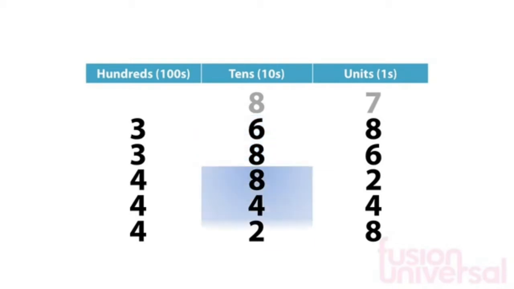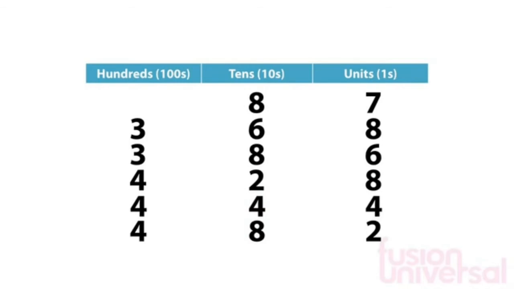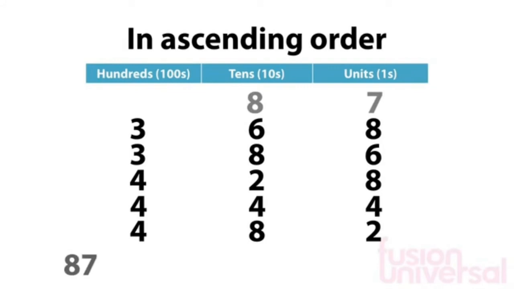Now let's look at the numbers with 4 in the hundreds column. Now let's look at the tens column for all these numbers. If we look at these three numbers, they should be in the order 2, 4, 8, so the numbers can be rearranged to give this. We now have all 6 numbers arranged in ascending order.